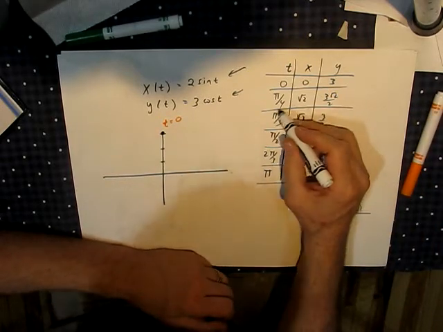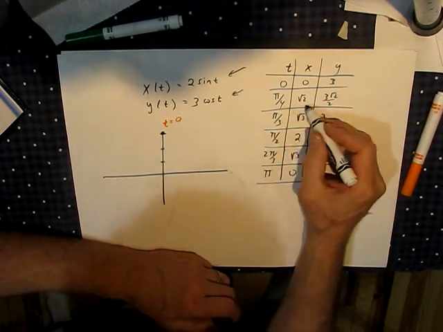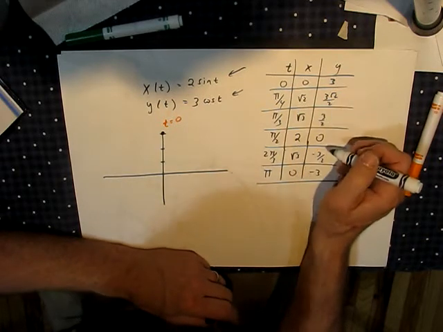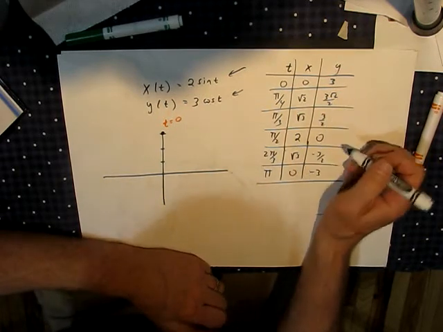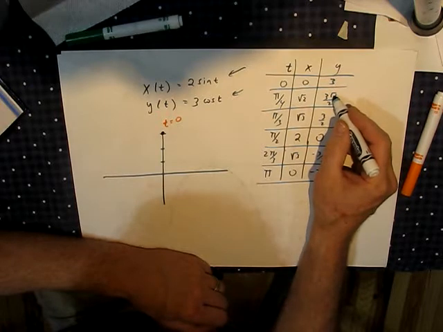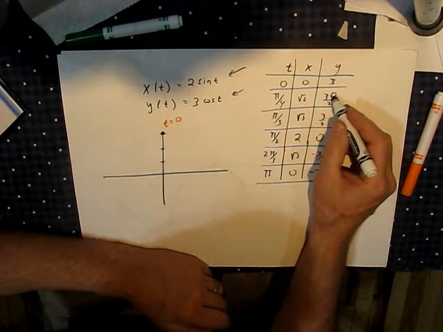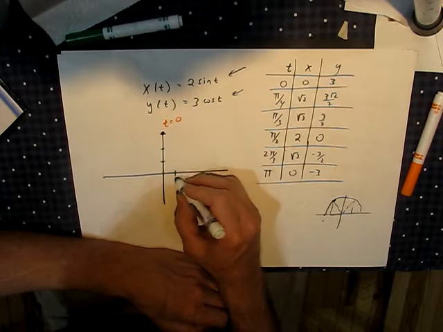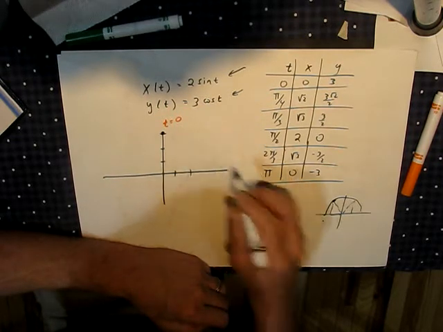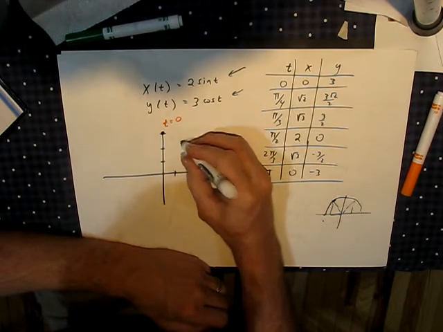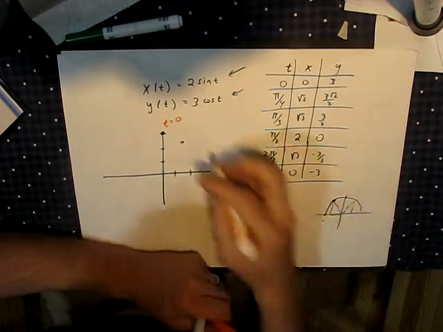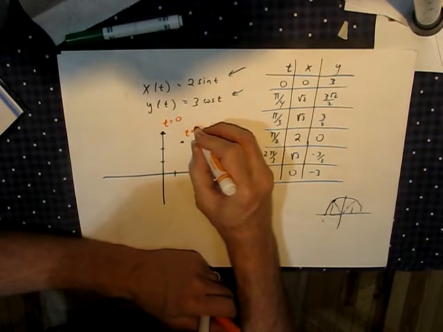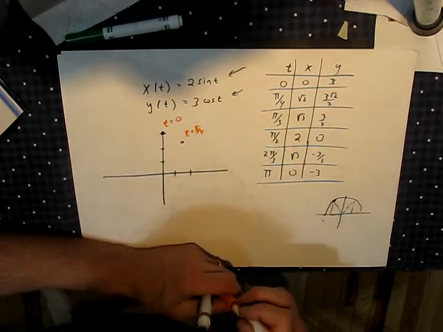Now, the next point at t equals pi fourths is root 2, 3/2 square root of 2. That's 1.414, 2 point something. So 1.4, 2 point something. Here's t equals pi fourths.